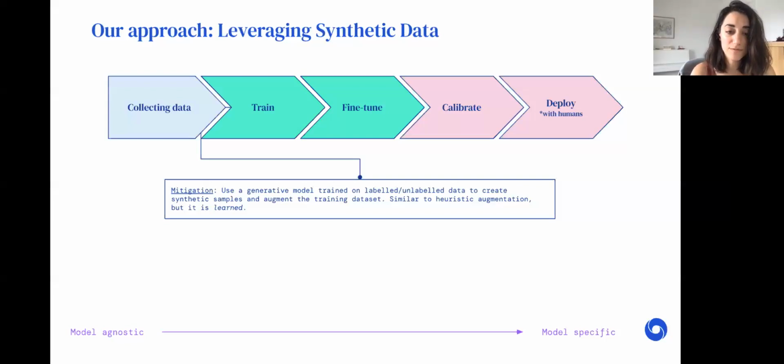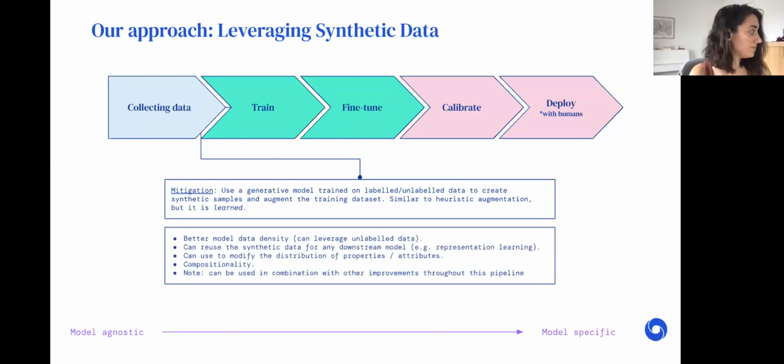A more pragmatic benefit is that we can reuse the synthetic data on any downstream model, as opposed to having to calibrate each new model. And then finally, this synthetic data can be used in conjunction with other improvements in the pipeline. So it is not mutually exclusive with other approaches that try to also improve the robustness of the model.